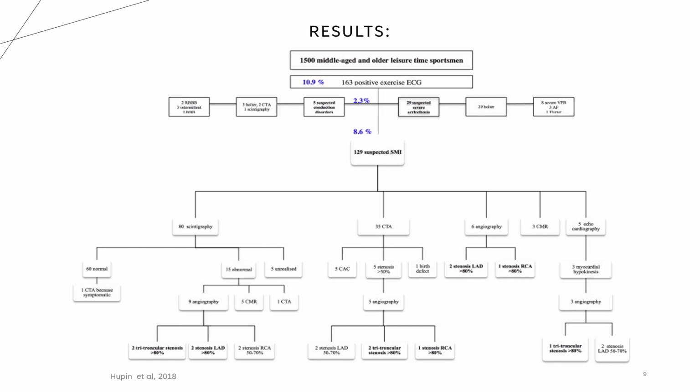So the population of the study was 1,500 middle-aged sportsmen, 1,205 of whom were men. And the chart here, it spells it all out: 1,500 middle-aged and leisure time sportsmen, 163 positive exercise ECGs, and it gives you the breakdown. The range in age was from 35 to 80 years. Asymptomatic sportsmen older than 35 had shown a 10.9% positive for ECGs for exercise.